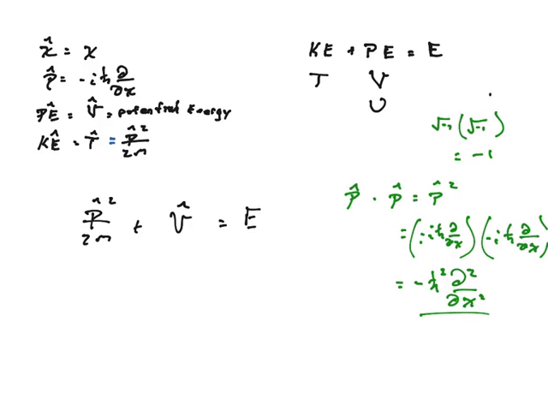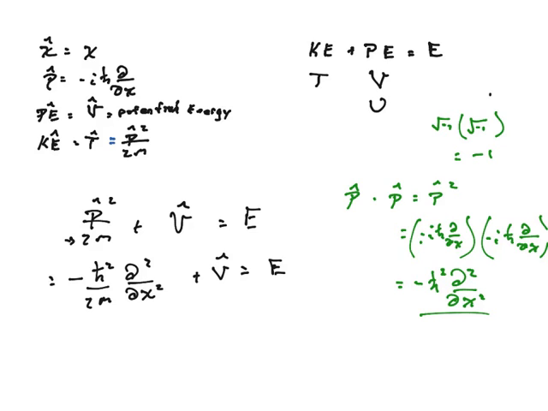So when I have P operator squared, I can rewrite it like this. Minus h bar squared, second derivative. So I have minus h bar squared over 2m, still sitting there, this 2m right here. And now I have the second derivative with respect to x squared plus V equals E.